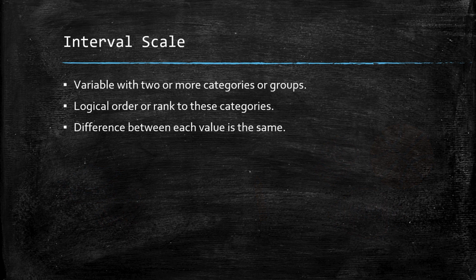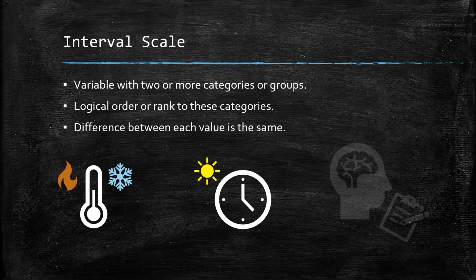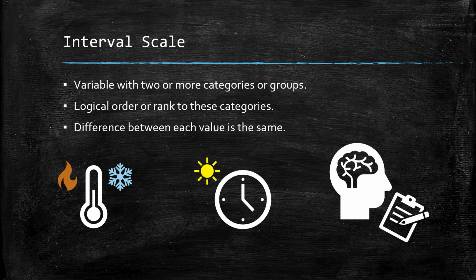Next, we step into the interval level. This level includes things such as time of day, IQ scores, and temperature. Each of these have equal intervals between consecutive points, but there's no true 0 point. Consider temperature measured in Celsius and Fahrenheit. The difference between 20 and 30 degrees is the same as between 30 and 40 degrees. However, a temperature of 0 doesn't mean an absence of heat, it's just a point on the scale.